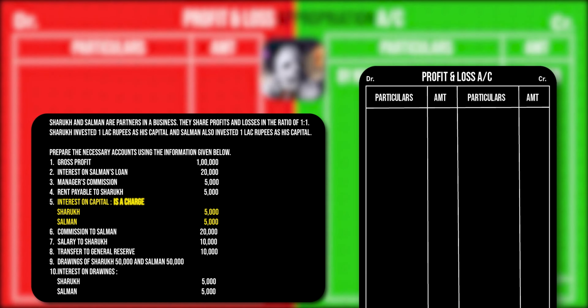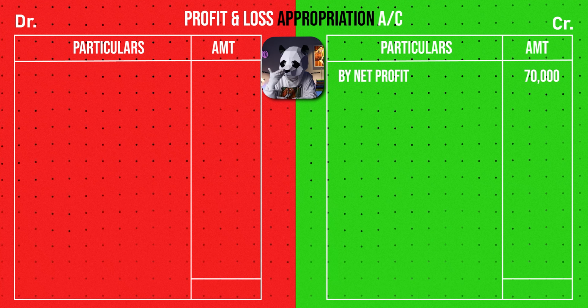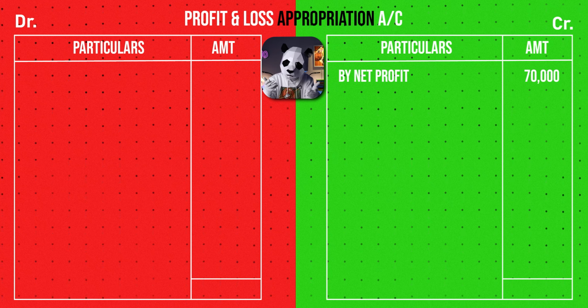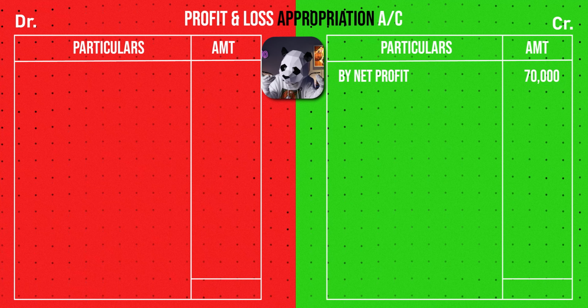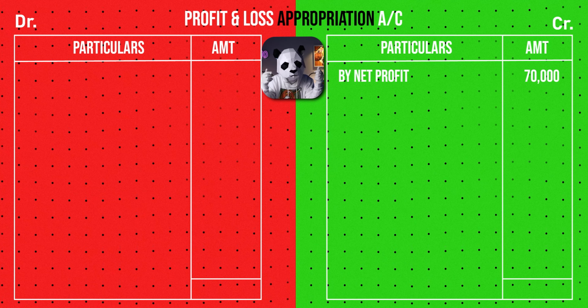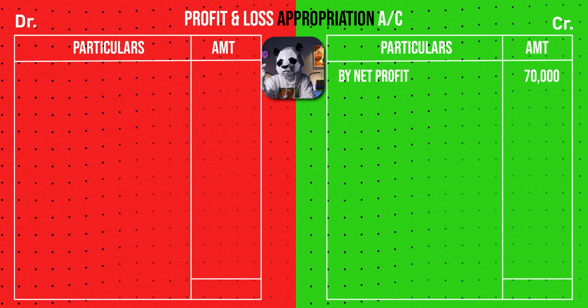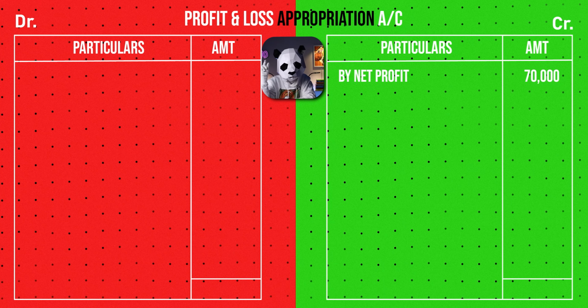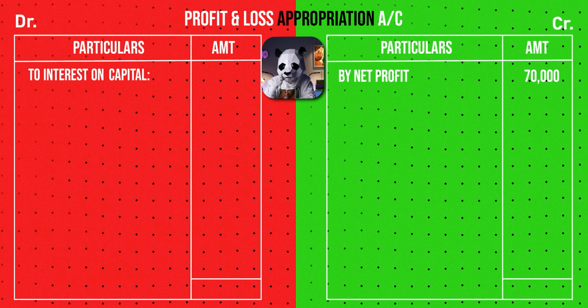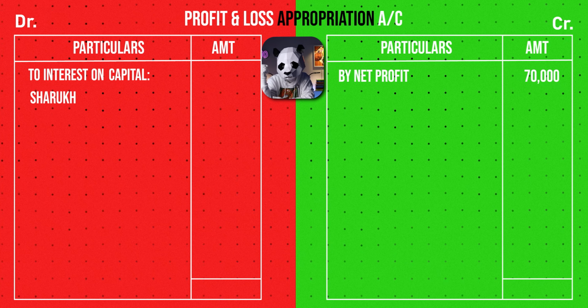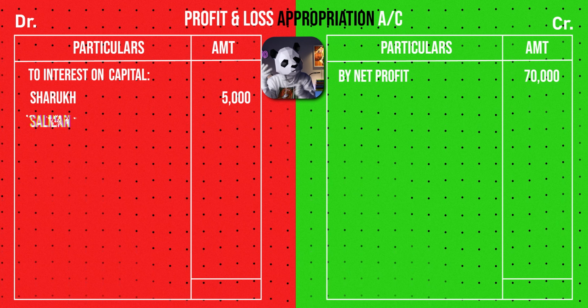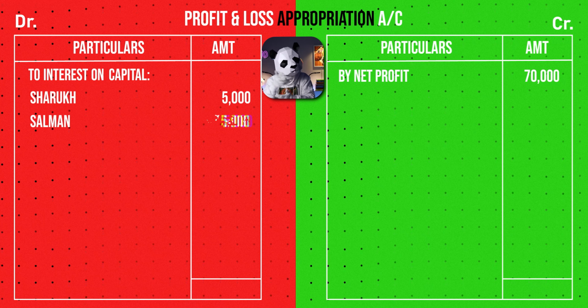But now, since it's an appropriation, and when a business pays interest on capital to its partners, it loses money, and it is a bad thing for the business. So on the left side of this account, it will be mentioned as to interest on capital, and under that, Shahrukh's interest on capital 5,000 rupees and Salman's interest on capital 5,000 rupees will be written.